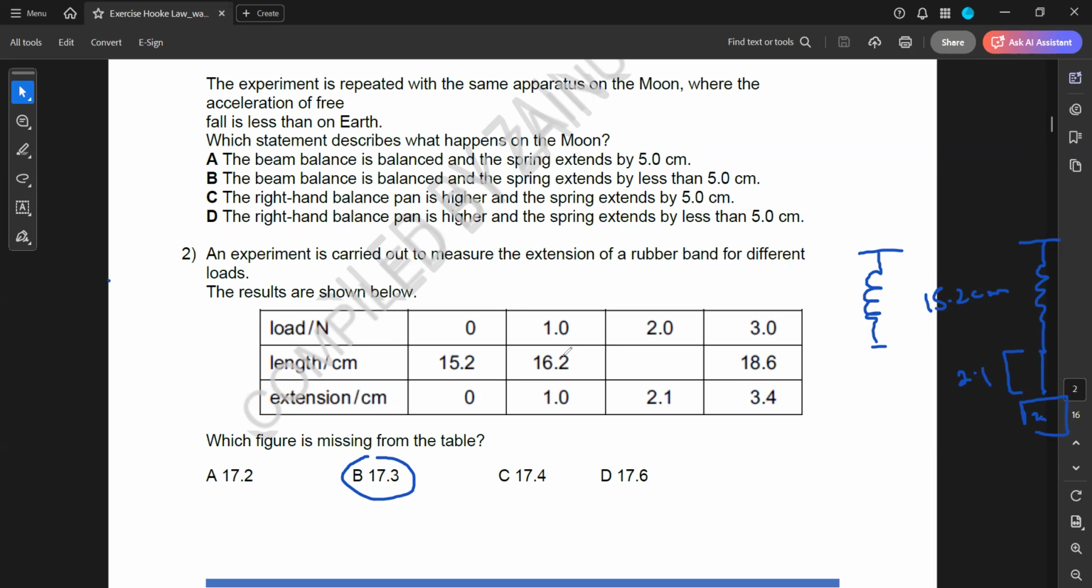So the question is, what is the total length of the spring? Originally, it was 15.2 and it is extended by 2.1, or increased by 2.1. So what is the total length of the spring? So 15.2 plus 2.1, that will give us 17.3. So we'll add the original length plus the extension, and we'll know the total length of the spring.